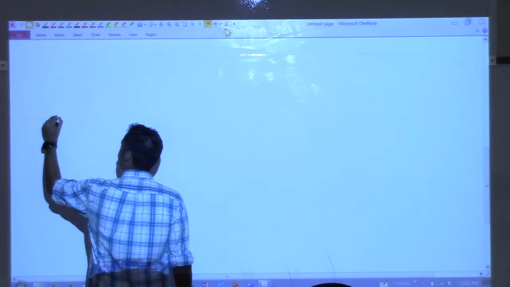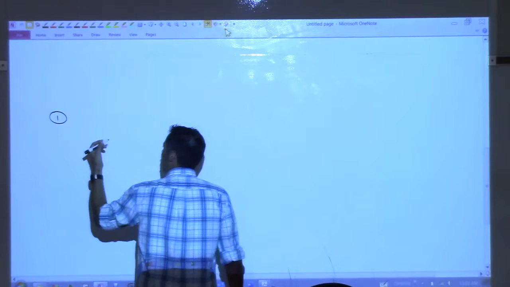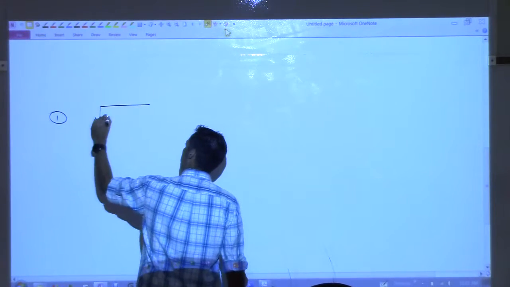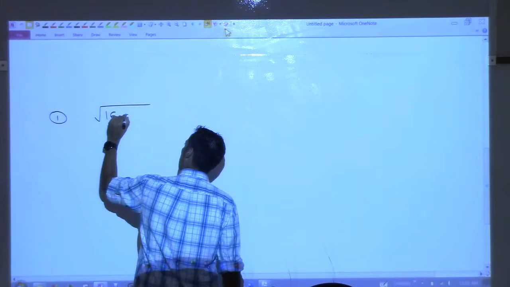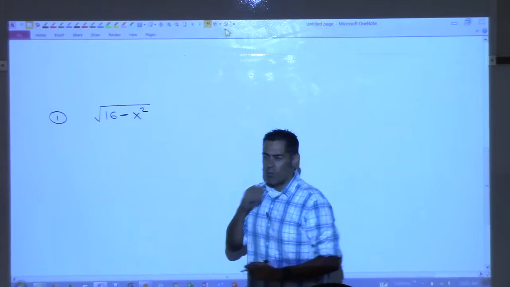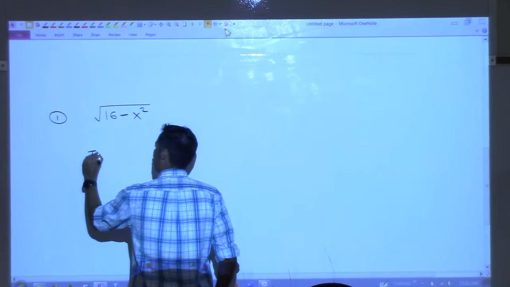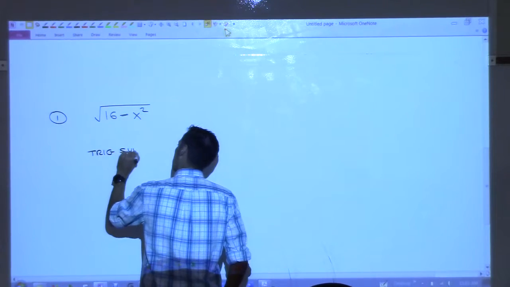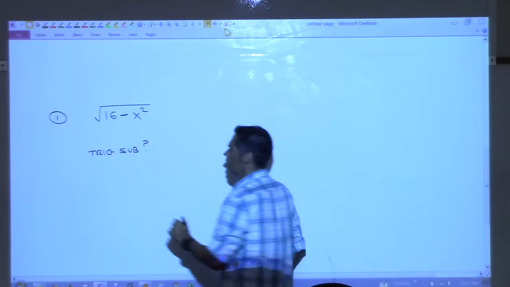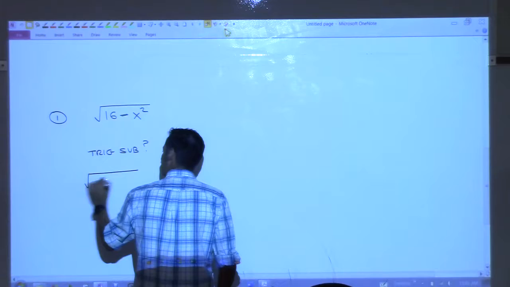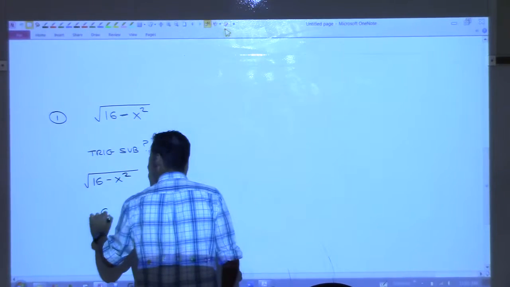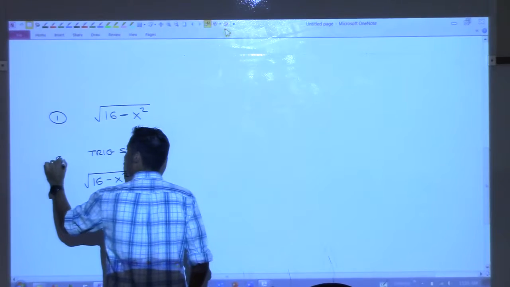For number one, I want you to imagine that you had an integral that had this expression in it. I would like to know what your trig sub would be. So what would your trig sub be? I would like to know what the square root of 16 minus x squared would become. And I want to know what dx is. So there's kind of three parts to this.